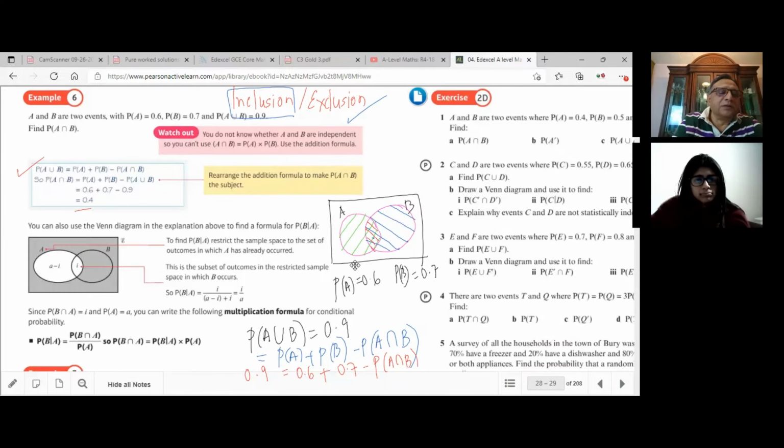Can you please read this part? You can also use the Venn diagram in the explanation above to find a formula for the probability of B given A. So to find the probability of B given A, restrict the sample space to the set of outcomes in which A has already occurred. Correct. This is a subset of outcomes in the restricted sample space in which B occurs. Correct. So probability of B given A is I over A minus I plus I, which equals I over A.